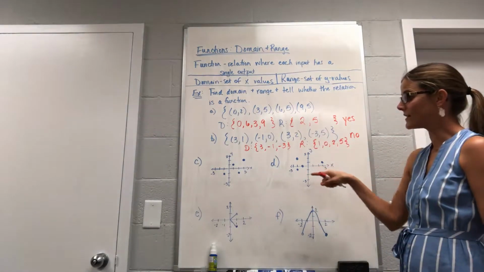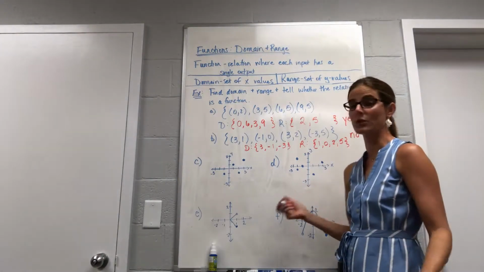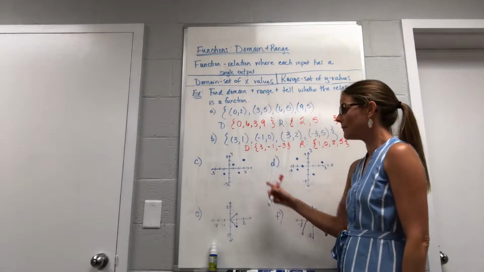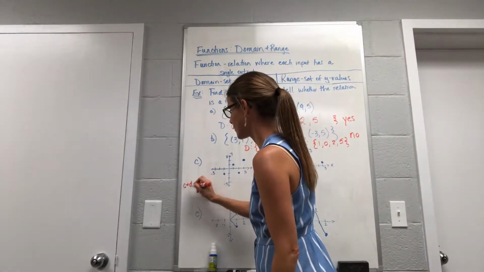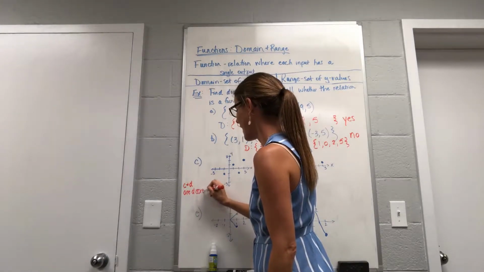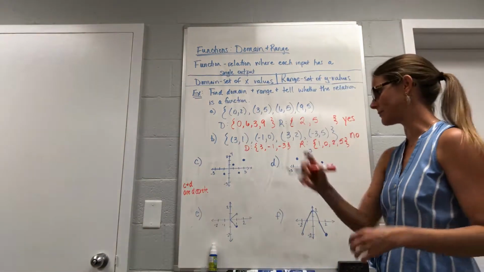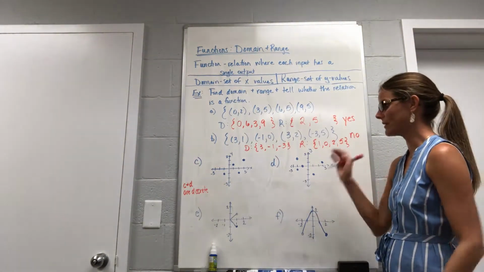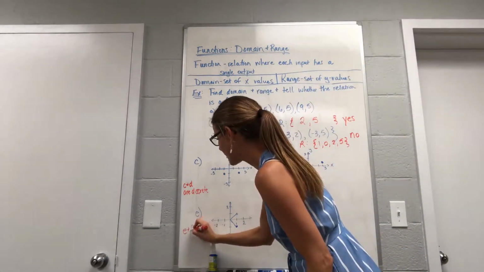All right, so let's look at this graphically and determine the domain and range, and again, whether it's a function. These are called discrete graphs. C and D are discrete. What that means is that there are individual points. They're not continuous. It's not a line or a series of connected points. They are just individual points, whereas E and F are continuous.